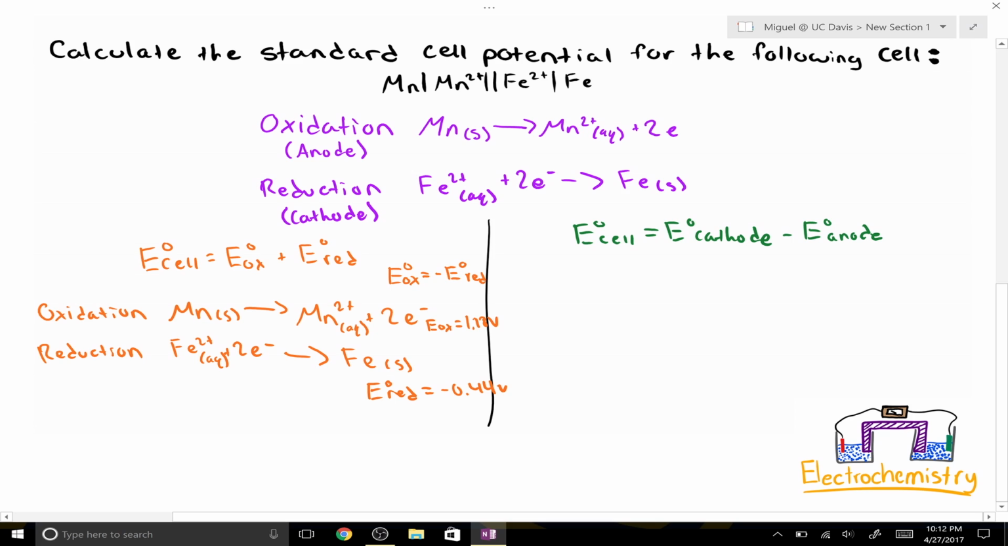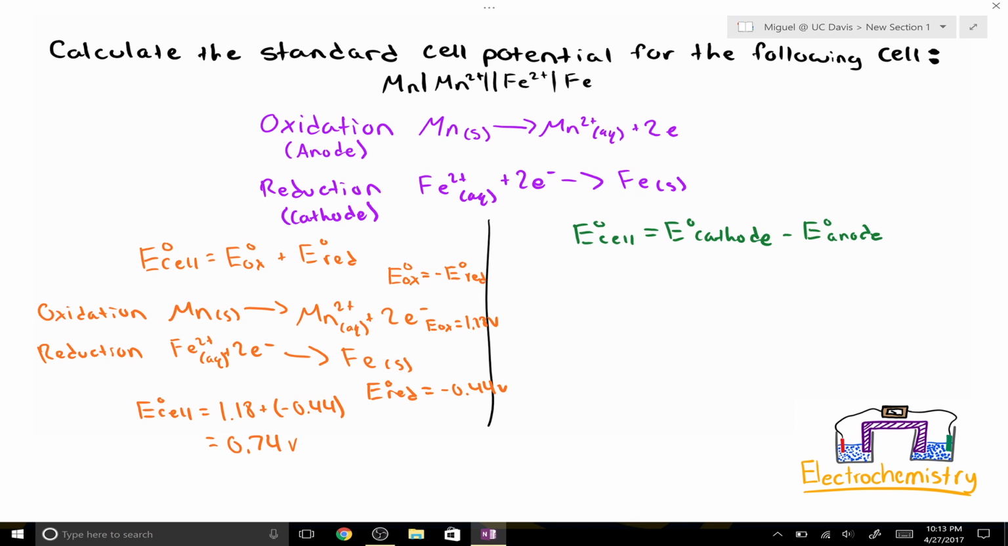Using the above equation, E cell under standard conditions is equal to 1.18 plus negative 0.44. So that's equal to 0.74 volts. Now let's use the equation on the right. If you use this method, you have to use all reduction potentials.